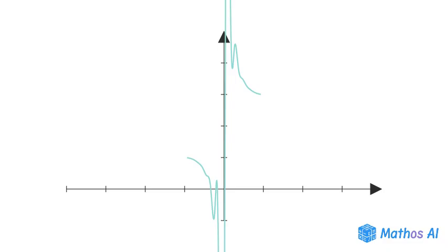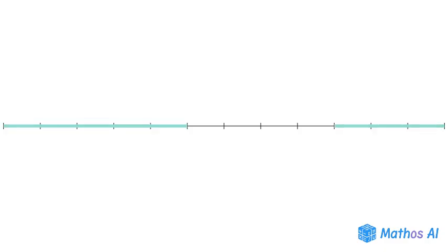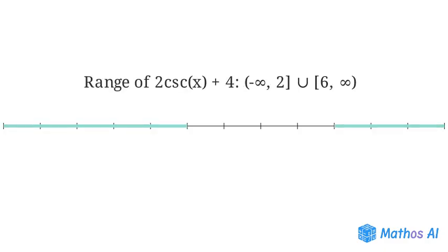This is a vertical shift, moving the entire graph upwards by 4 units. This upward movement shifts our range boundaries as well. -2 becomes -2 plus 4, which is 2, and 2 becomes 2 plus 4, which is 6.